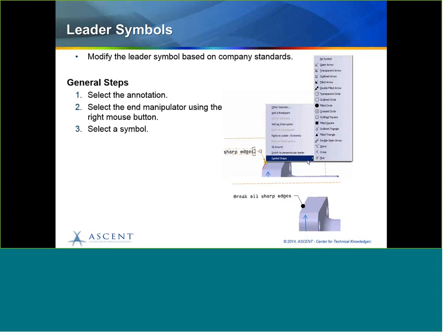So we'll start with our first topic, which is leader symbols. Depending on the leader type and feature being referenced, you may require a different leader symbol than what is currently displayed. And it's very simple to make a change. You simply select the annotation. When the drag handles display, you right-click on the end manipulator and select the symbol shape option, and then you select the symbol that you want to place. And you can change this at any point in time when you're annotating your geometry.